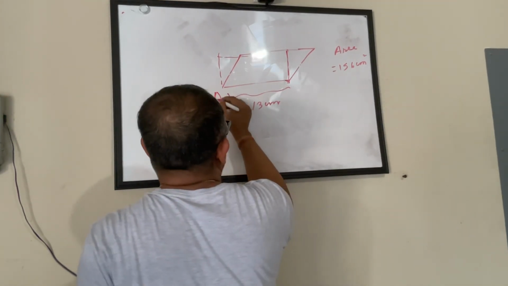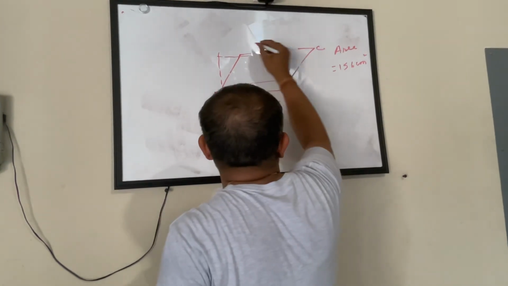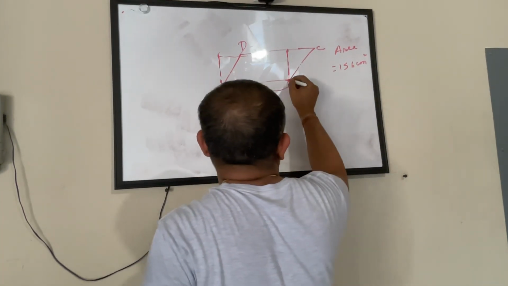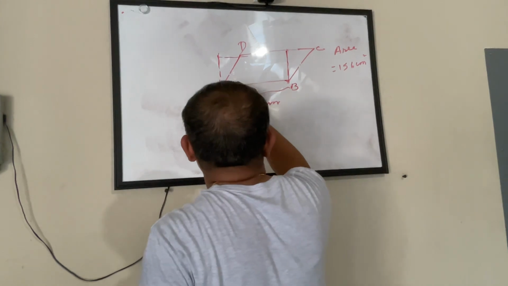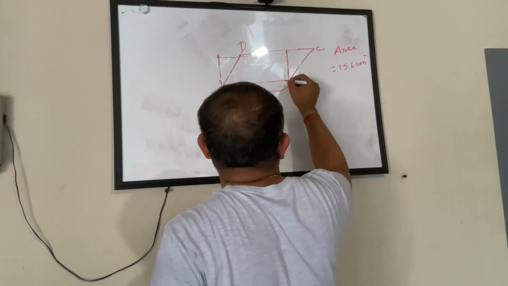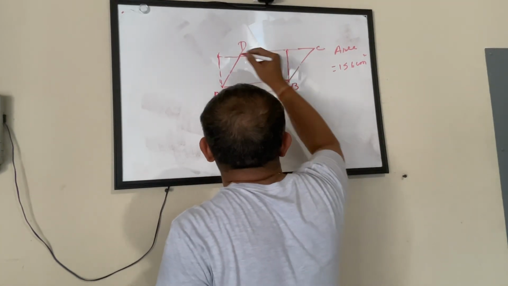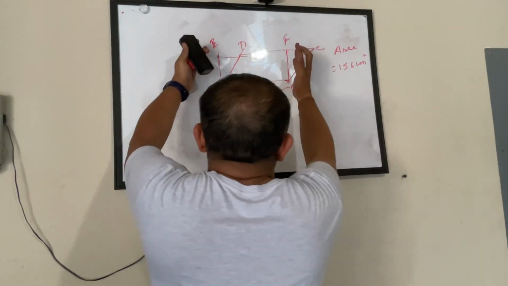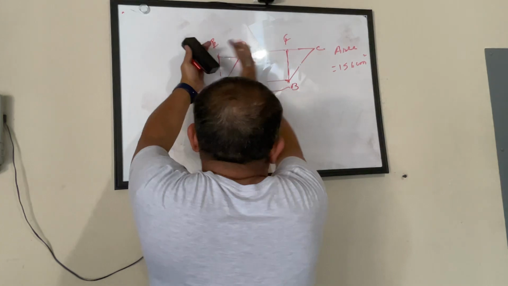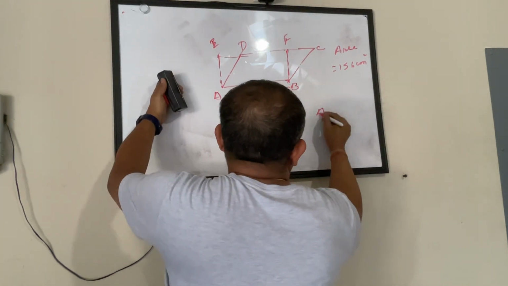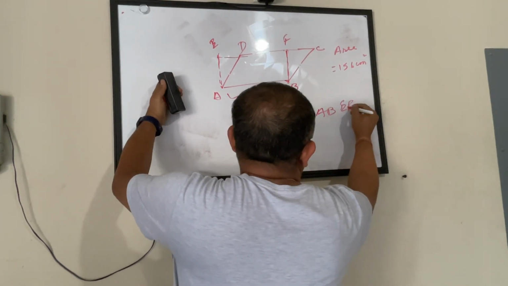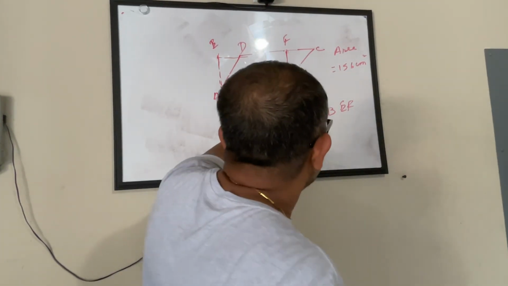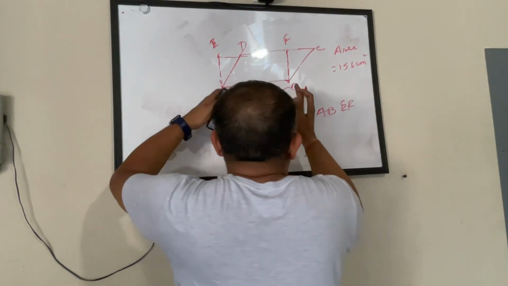So let's say this was my parallelogram ABCD. How do I get the rectangle? I will draw a perpendicular line from here to here and here to here on the opposite side. So I got EF. I was asked to find the perimeter of the rectangle ABEF. But before we go there, the first thing we have to do is find the perpendicular distance between the two parallel lines.